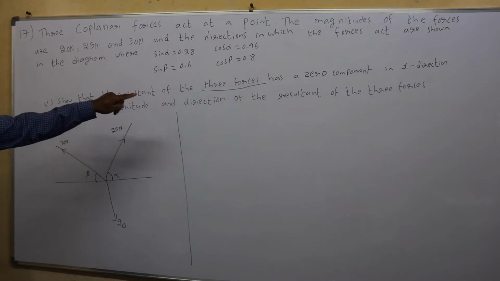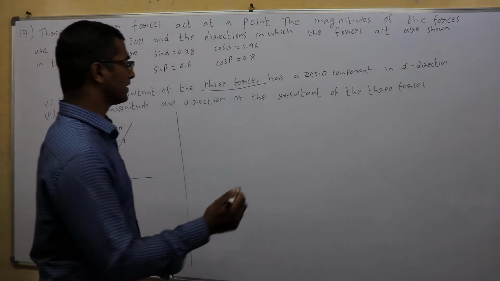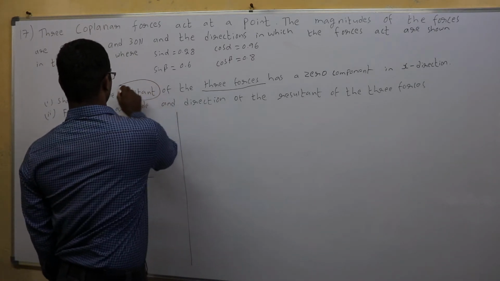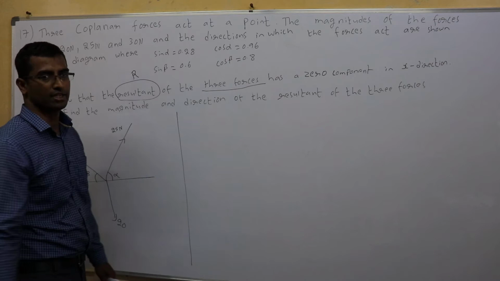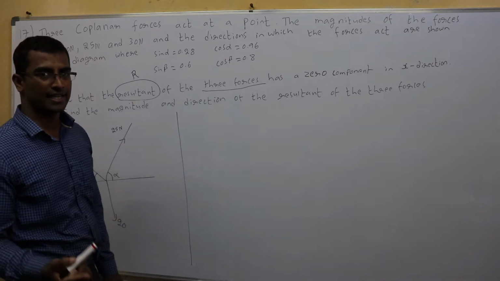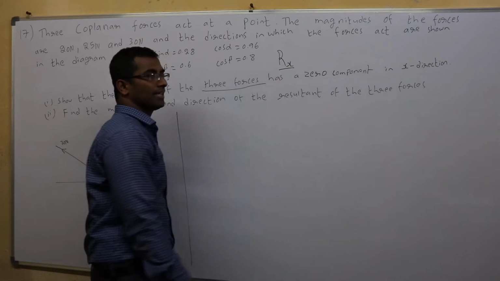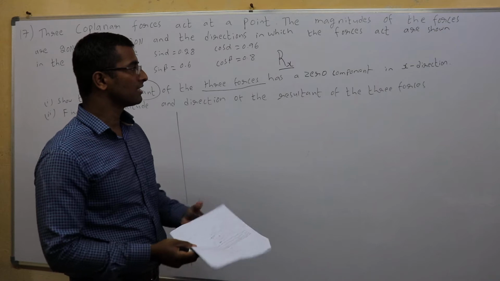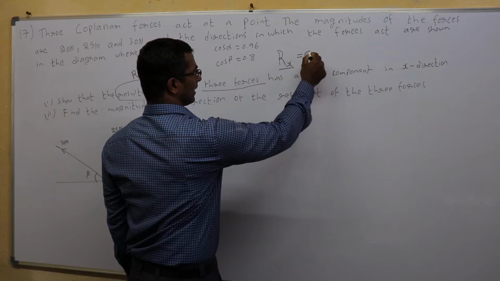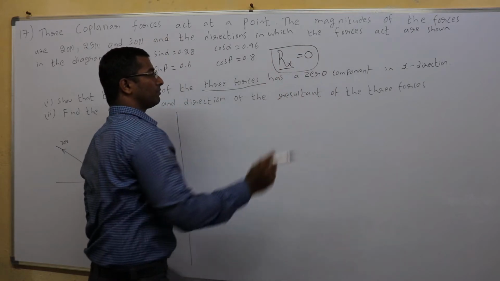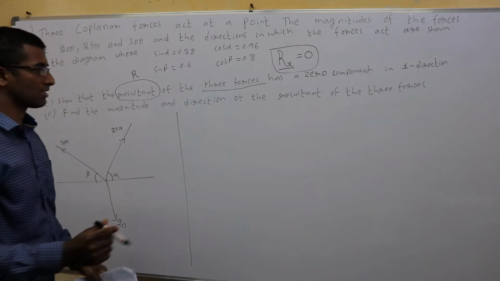Show that the resultant of the three forces has a zero component in the x direction. What does it mean by the resultant? Generally, resultant means R. I have given you the formula. But in the x direction means Rx is the resultant in the x direction. Has a zero component means this Rx value is 0. That is what you need to show. Am I clear with the first bit? Let us show that one first.